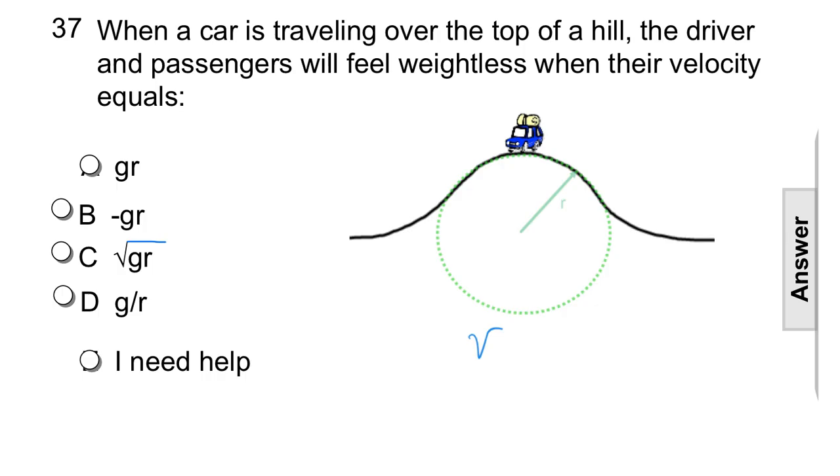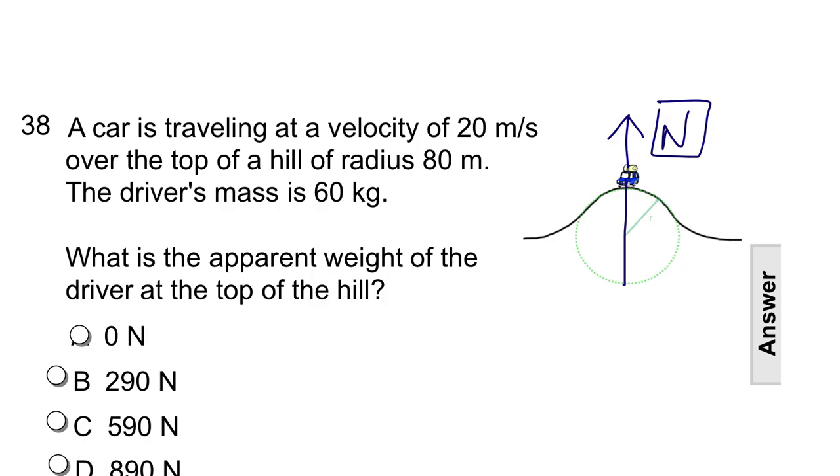So remember that equation, which I won't derive again. When my velocity equals the square root of Rg right here, that's when I'll feel no apparent weight. Okay, now we're getting into the type of problems that utilize what I just talked about rather than just conceptual. So here's the V, here's the R, there's the mass of the driver. What is the apparent weight?